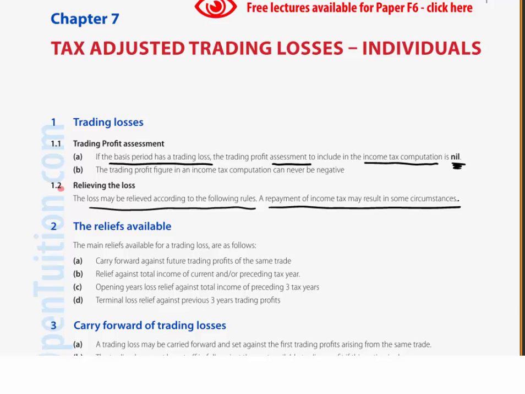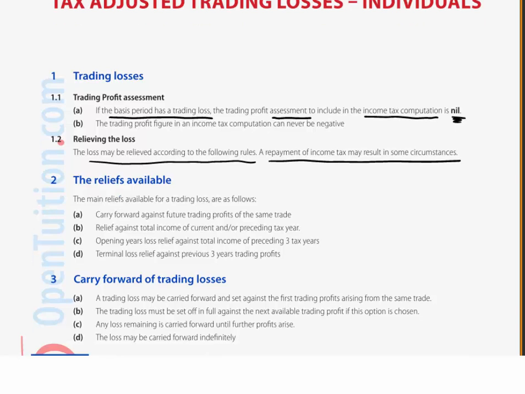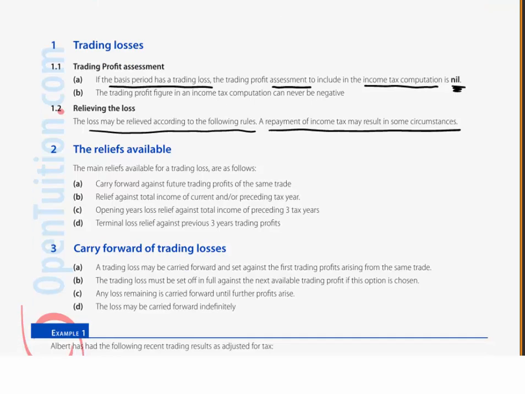Now we've got to look at certain basic loss reliefs. There are many different loss reliefs. Most of them, not all of them, however, are contained within the F6 syllabus. So what are the reliefs available here in section 2? Well, the simplest to apply, having got your tax adjusted trading loss and put your nil assessment into your income tax computation of this year, is to carry forward that loss to set off against just one thing: future trading profits of the same trade.